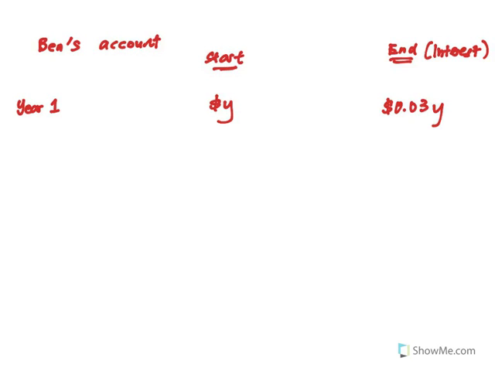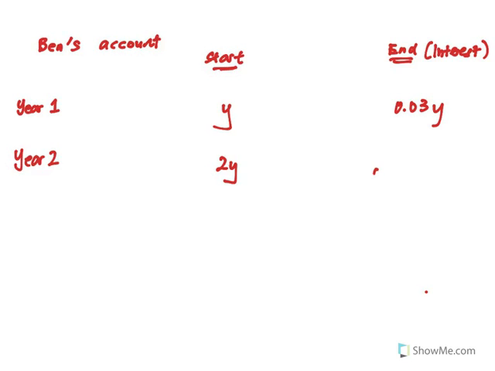y, right? 0.03 y. So I pull out this amount and I'm left with Y. Year 2, remember, I take out the interest. I'm left with Y dollars. I put in another Y, so I have 2Y. Because every year I put in Y, and every year I take out interest.